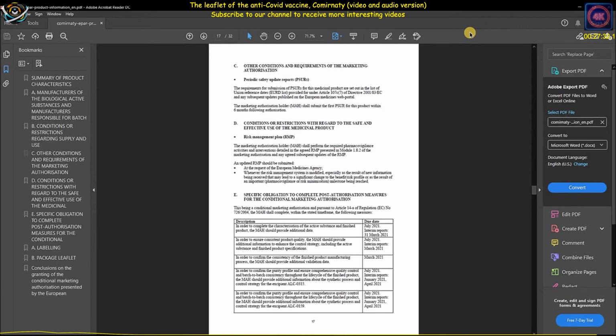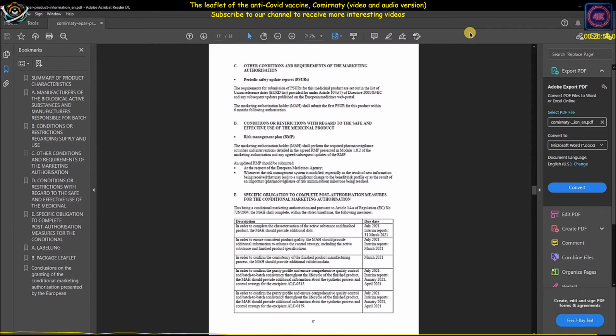Periodic Safety Update Reports, PSURs. The requirements for submission of PSURs for this medicinal product are set out in the list of Union Reference Dates, EURD list, provided for under Article 107c(7) of Directive 2001/83/EC and any subsequent updates published on the European Medicines web portal. The marketing authorization holder, MAH, shall submit the first PSUR for this product within 6 months following authorization.